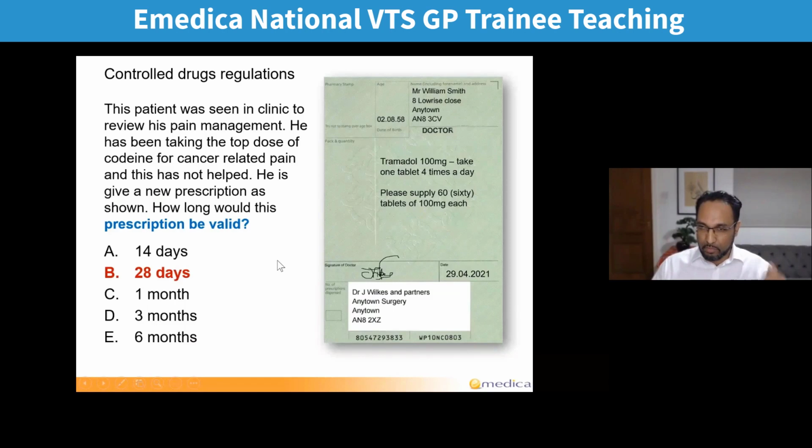The pharmacist will actually give you any medication for it. If you took this on the 29th of the 4th, you've got 28 days. If you presented this in June, they would say to you, I cannot legally give you the medication on this prescription.